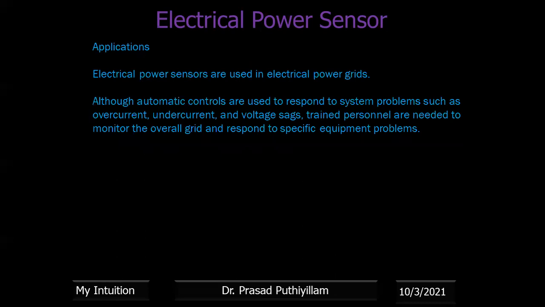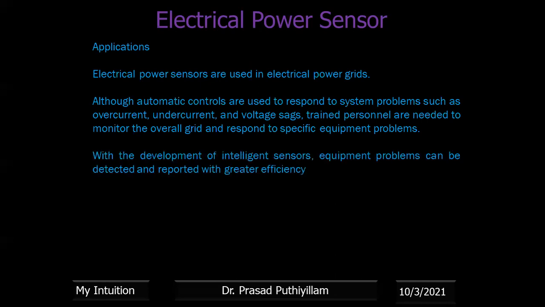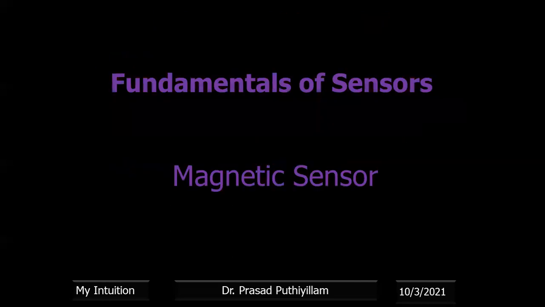Although automatic controls are used to respond to system problems such as overcurrent, undercurrent, and voltage sags, trained persons are needed to monitor the overall grid performance and to respond to specific equipment problems. Therefore, electric power sensors have limited applications, mainly in power grid, that too with manpower also required. With the development of intelligent sensors, equipment problems can be detected and reported with greater efficiency.